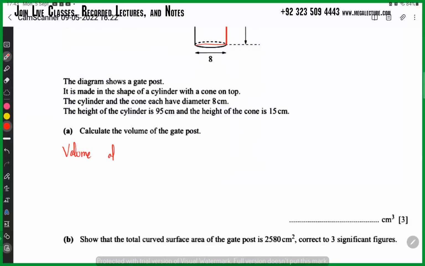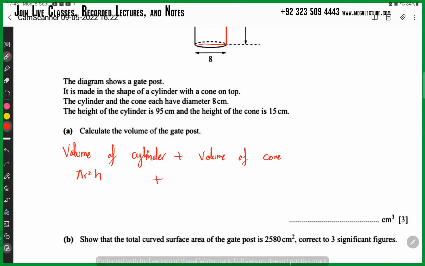Volume of cylinder plus volume of cone. What is the logic behind volume of cylinder? It's basically the base area multiplied by the height. Okay, so base area is pi r square multiplied by the height.